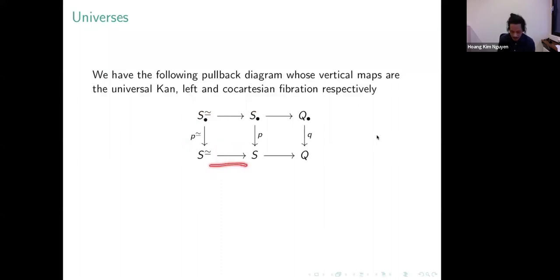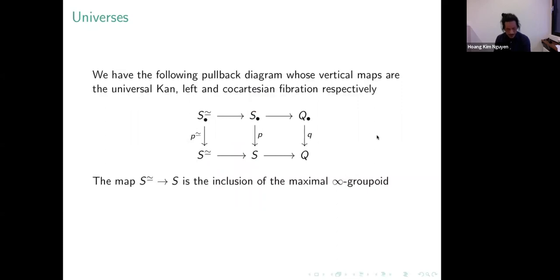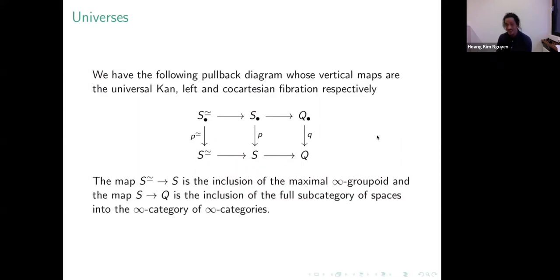So it comes with a classifying map. And that's basically the maximal infinity groupoid of the infinity category of infinity groupoids. And similarly, every left fibration is in particular a co-Cartesian fibration. So it comes with a classifying map. And this is supposed to be the inclusion of the full subcategory of spaces or infinity groupoids. I think I'm being a little bit inconsistent today with what I call infinity groupoid and what I call spaces, but it's supposed to be the same thing today.